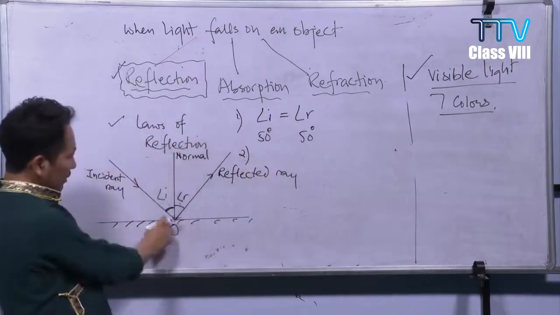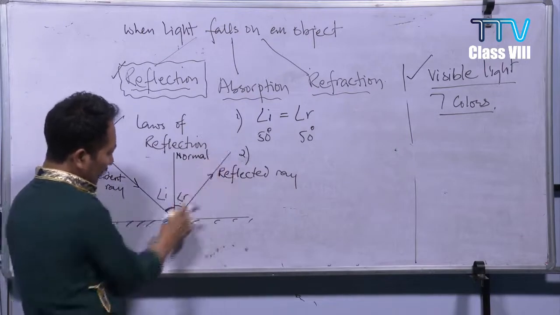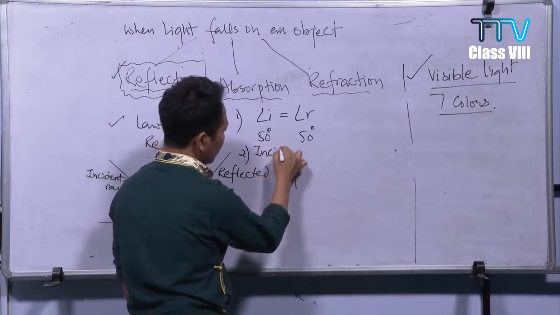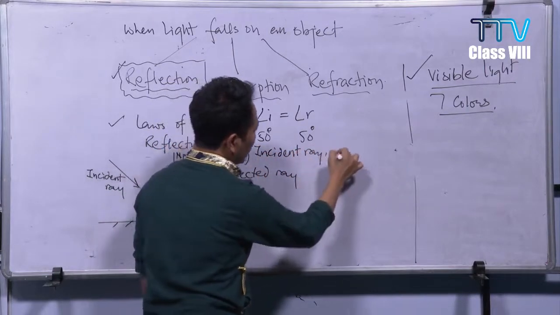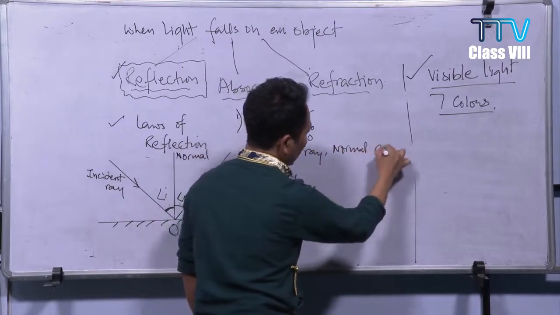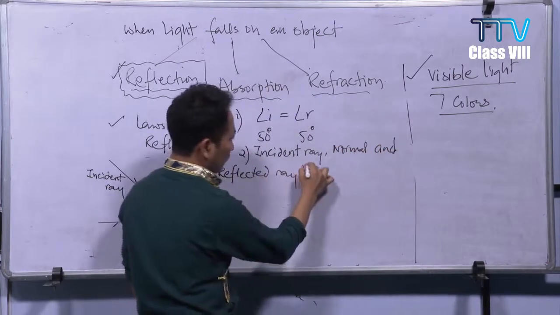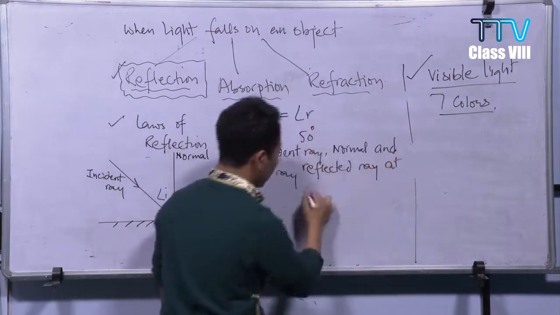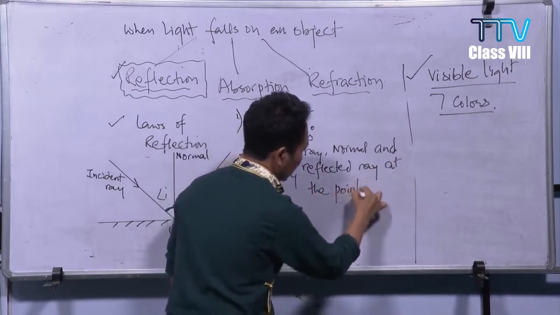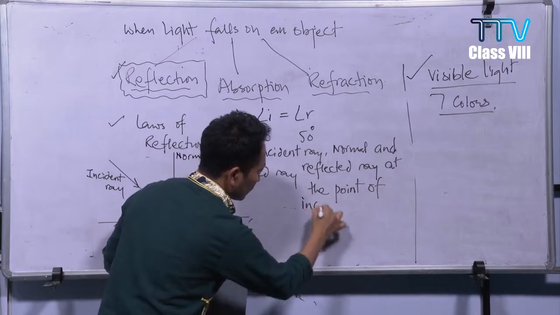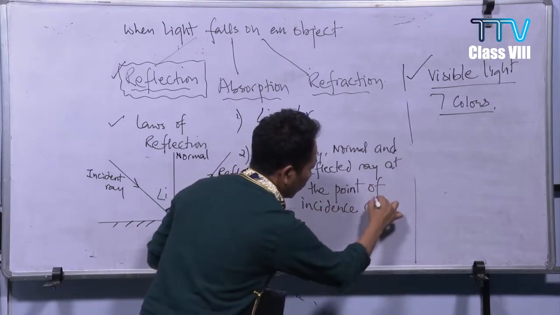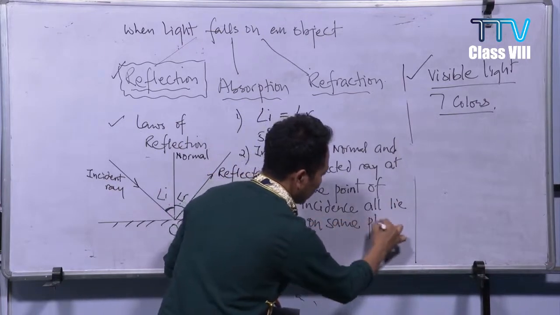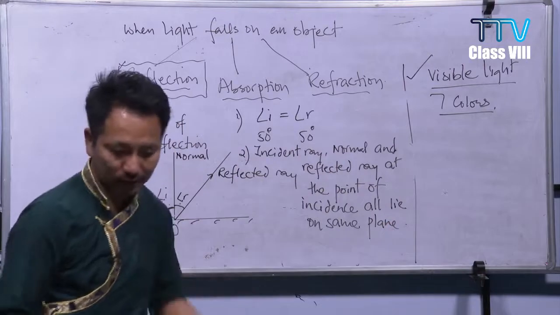This is what the law of reflection says. Number two, the incident ray, the normal and the reflected ray at the point of incidence all lie on the same plane. This is the second law of reflection. So we've got two different laws of reflection.